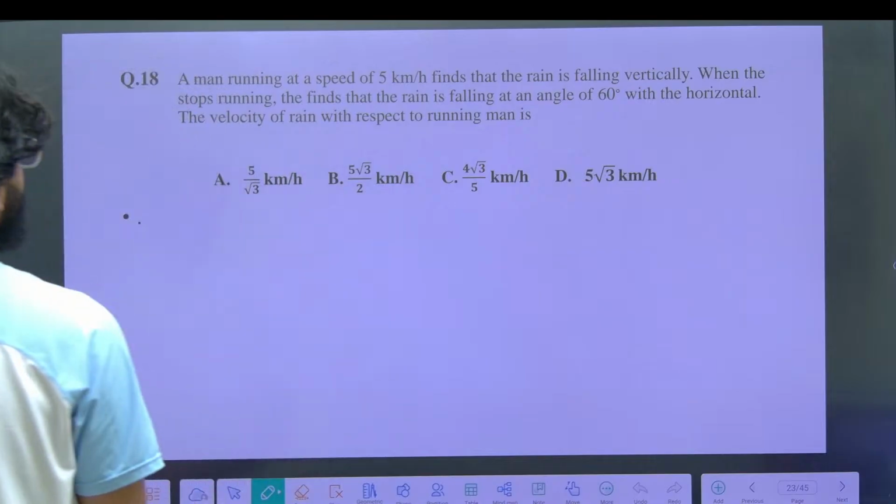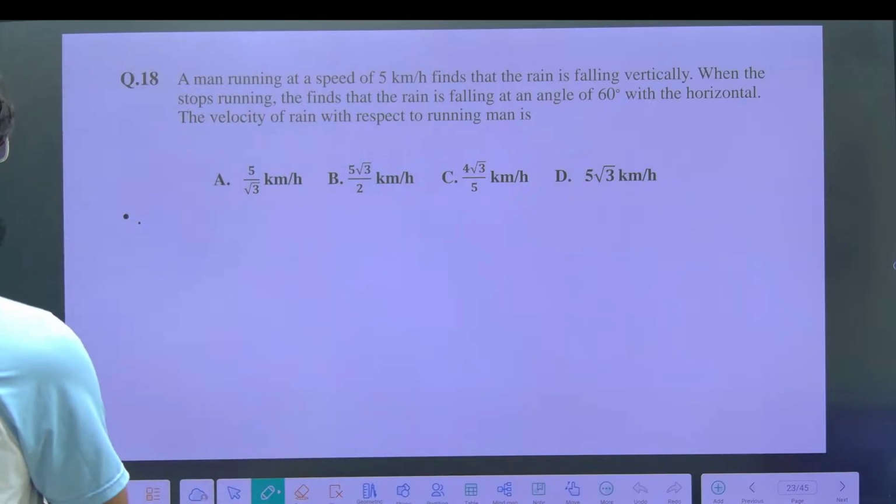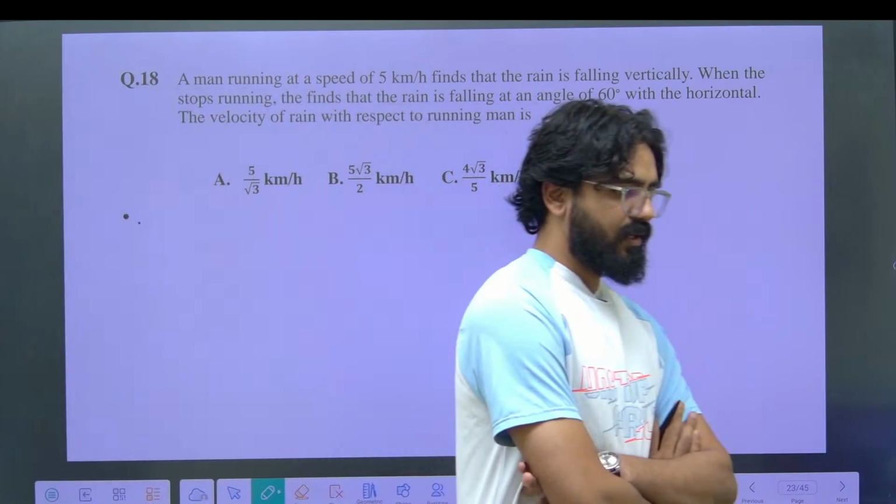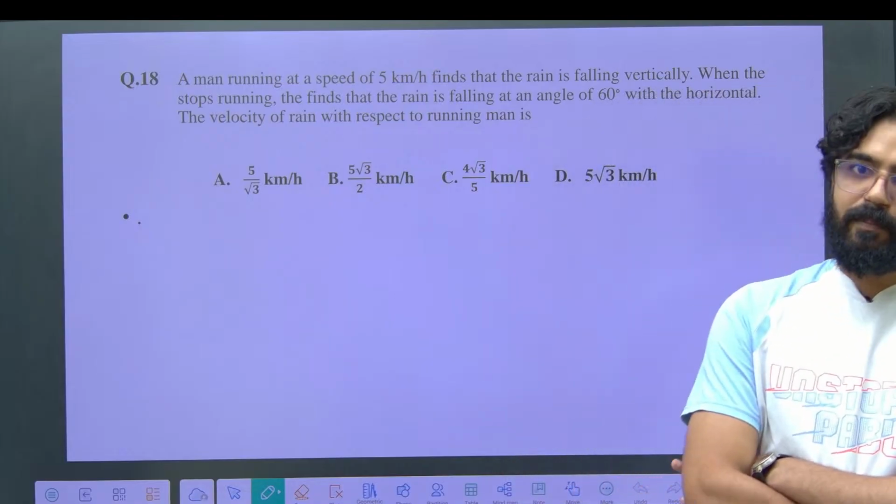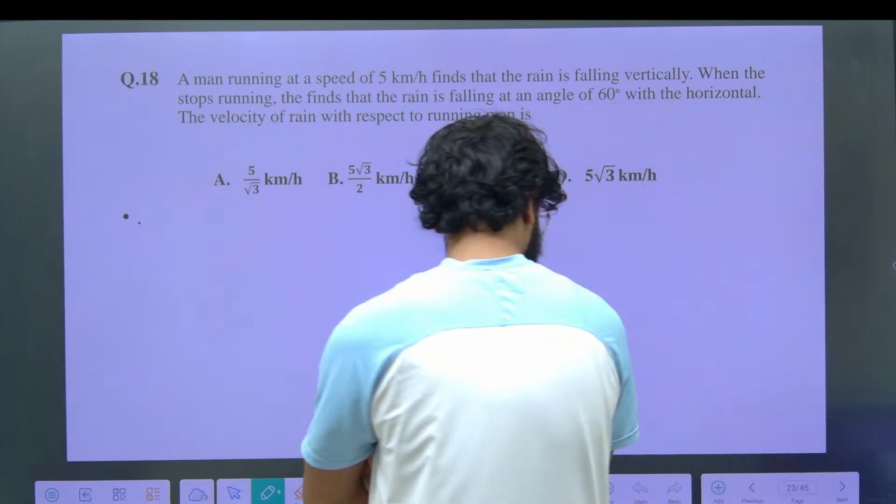A man running at a speed of 5 kilometers. So it is again a Rain Man problem. So we will deal with it later.